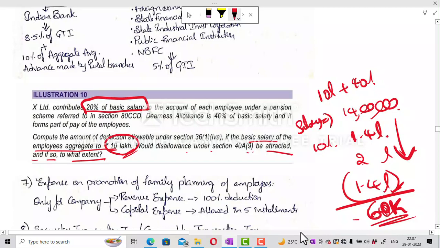Okay, this we should disallow it now. We should not take it as an expense.